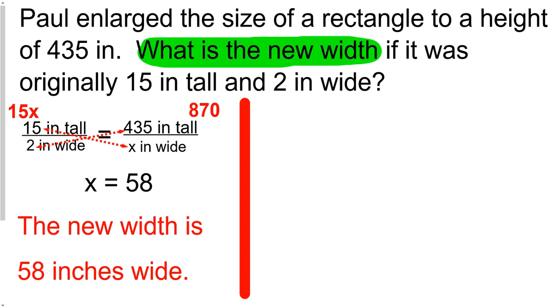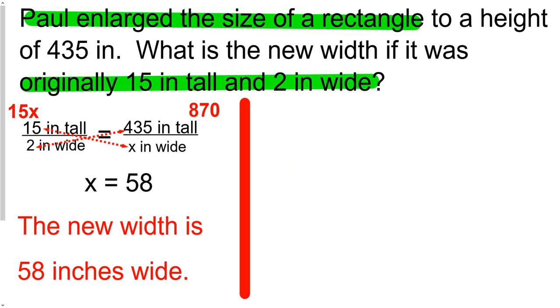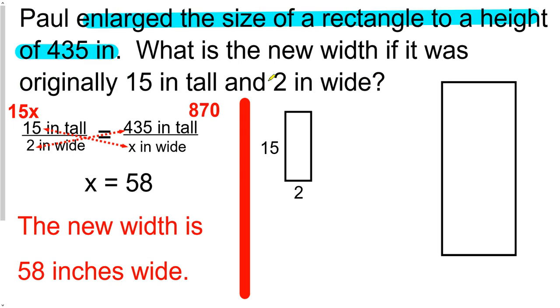Now if you want to do this problem and draw a picture of it, hey, pictures help sometimes. In this case, you could draw a rectangle, and I immediately am drawn to the original size, 15 inches tall, 2 inches wide, so it's a skinny rectangle. I'll label 15 inches tall and 2 inches wide, so here's the tall, here's the wide. And then I draw a bigger rectangle over here, and the new height is 435 inches. Now, this is not to scale, but I do make this one bigger because I know it's supposed to be a little bigger than this one. That also tells me that this width right here should be a little bit bigger than 2 inches here, okay? Actually quite a bit bigger.